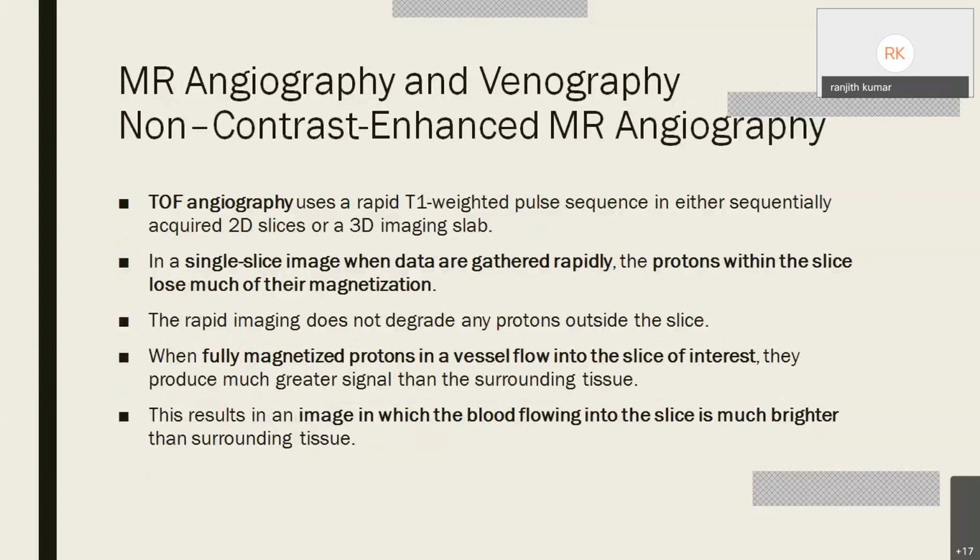Coming to the non-contrast enhanced MR angiography, it is the time of flight angiography. This also uses a T1 weighted image, but in this, in a single slice, the images are gathered rapidly, and the protons within the slice lose their energy and magnetization very fast. And so these fully magnetized protons within the vessel wall flow into the slice of interest and provide a brighter image than the surrounding tissue.